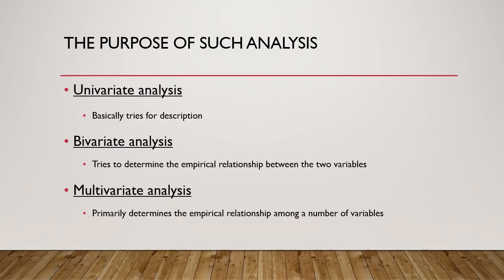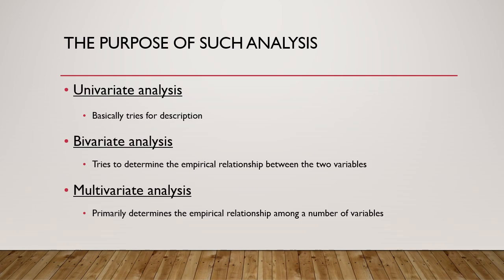Now, the purpose of such analysis: where and how will we be using it? The purpose of univariate analysis is basically to describe the phenomena. So if you're looking at temperature, it will tell you the characteristics of the temperature of a particular region and how it deviates from the normal situation. We will be dealing with mean, median, mode, and then looking at the deviations, we will be dealing with skewness, kurtosis, standard deviation, and so on.